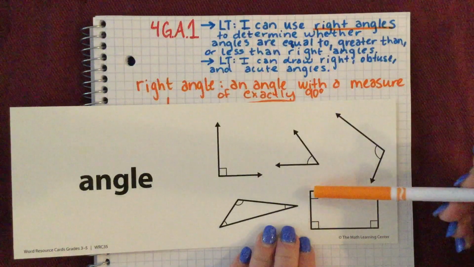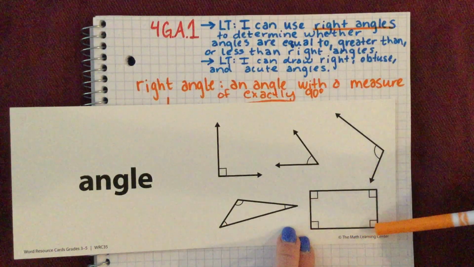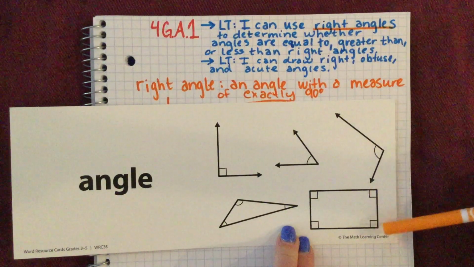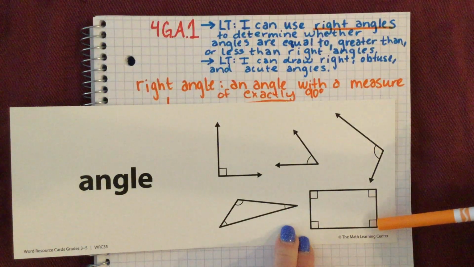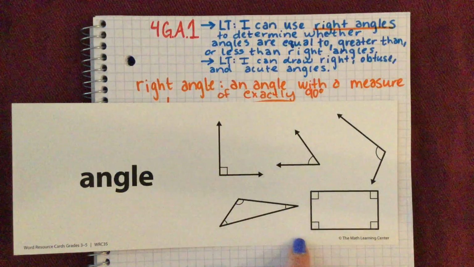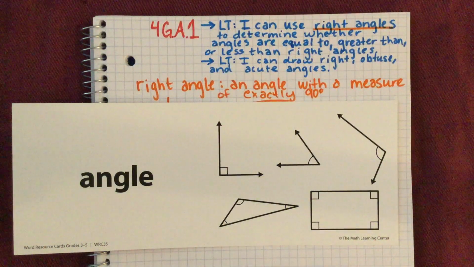Now what about this rectangle? What do you notice about this rectangle? It has four angles and they're all exactly 90 degrees. So this one actually has four right angles.